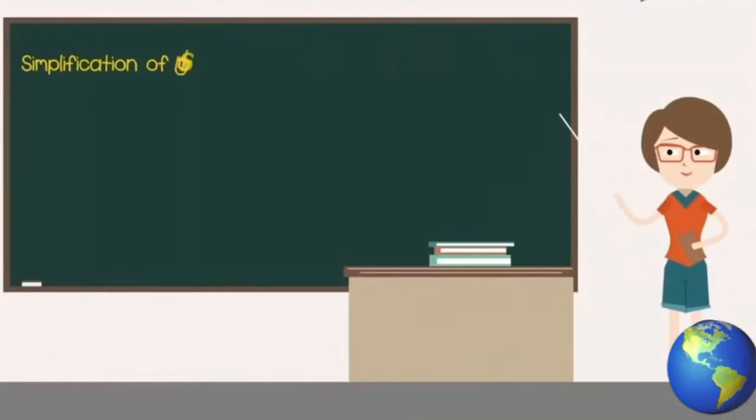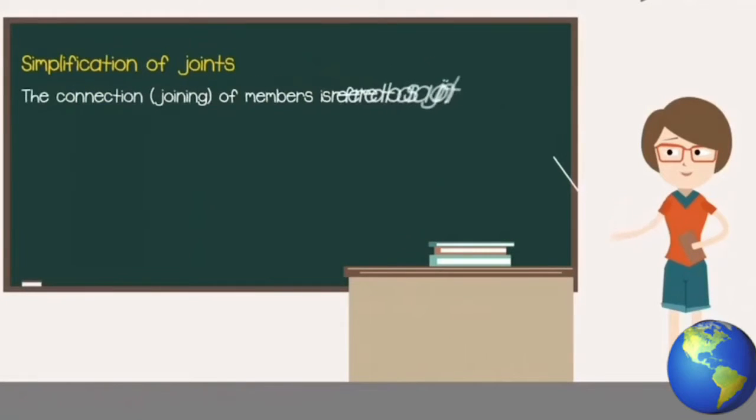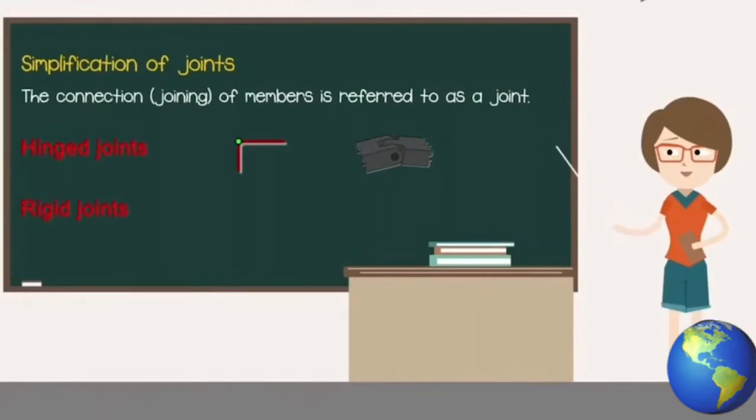Simplification of joints. The connection or joining of members is referred to as a joint. In general, the actual connections of members for a planar structure may be idealized into two kinds of joints. Hinged joints, as this figure shown. This is a computing model. Rigid joints. This figure shows the connection of a reinforced concrete column and beam. We could use such a computing model to represent it.